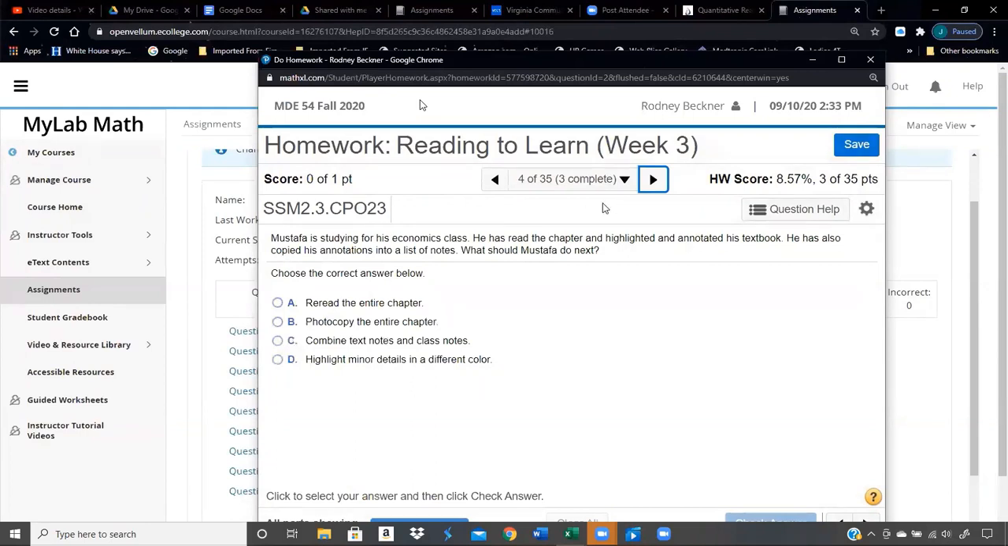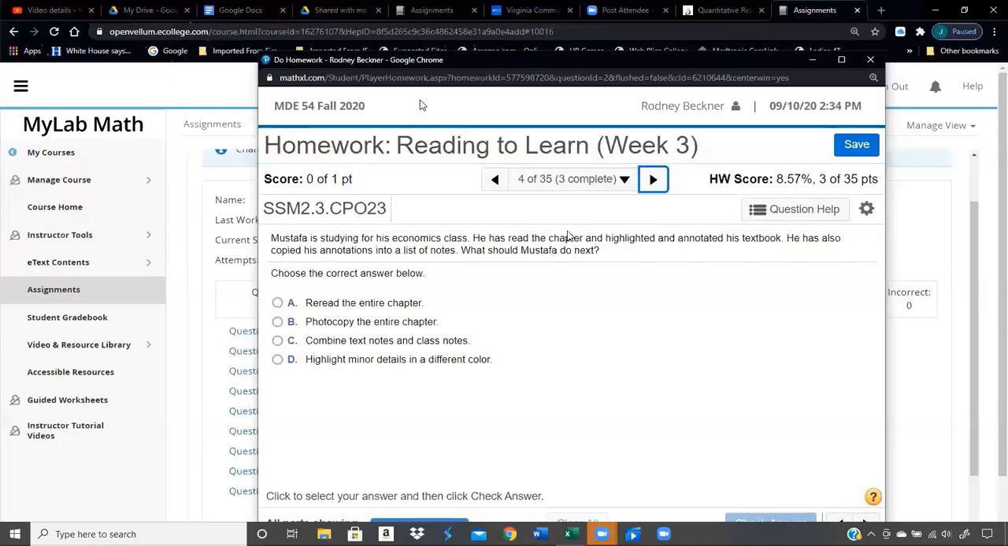Let me start over since I just got distracted. Mustafa is studying for his economics class. He has read the chapter and highlighted and annotated his textbook. He has also copied his annotations into a list of notes. What should Mustafa do next?